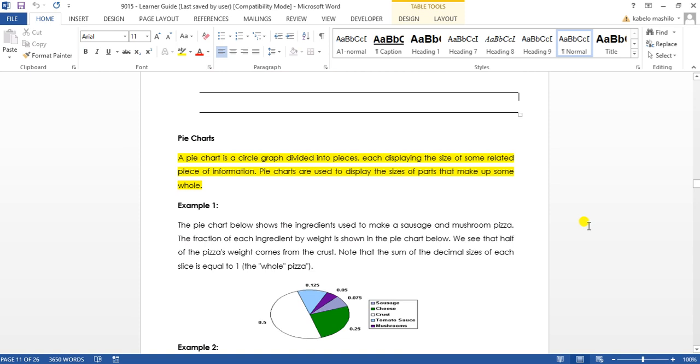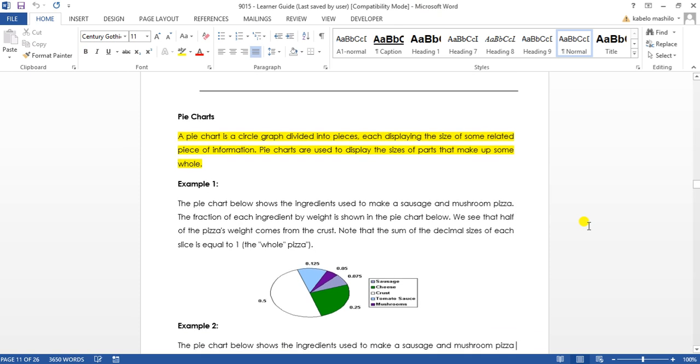And the pie chart. A pie chart is a circle graph divided into pieces, each displaying the size of some related piece of information. Pie charts are used to display the size of parts that make up some whole. As an example, you go through that on your own.